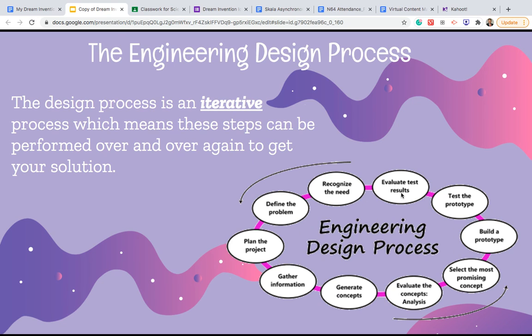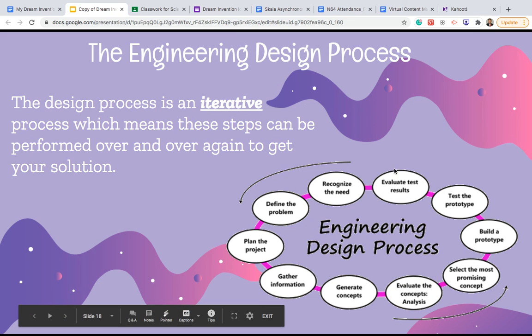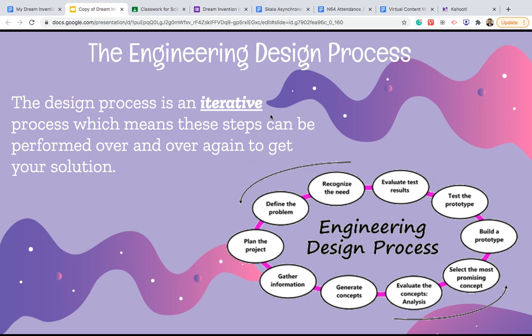And a lot of times at this step, we're going to realize our prototype did not work as well as we thought it did, or it has some flaws in it that allow us to go back and recognize the need to solve those problems, those flaws that we have found out. Then you go back through it. This process can go over and over and over again and be repeated until we get our final product.